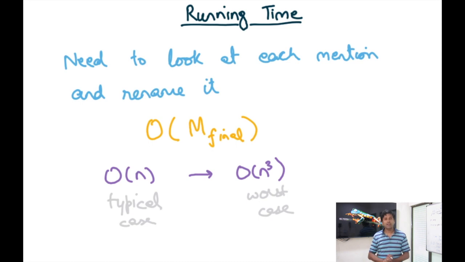Finally, if I talk about the running time of step 3 of the translation to SSA, then we need to look at each mention at least once and rename it. So that is basically order of m final, which is the number of mentions in the final program. And so this can, as we have said, be between order n, which is the typical case, to order n cube, which is the worst case.